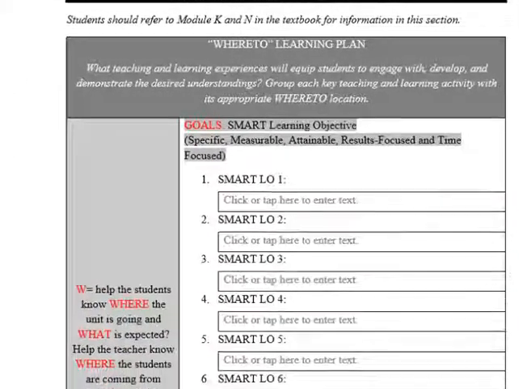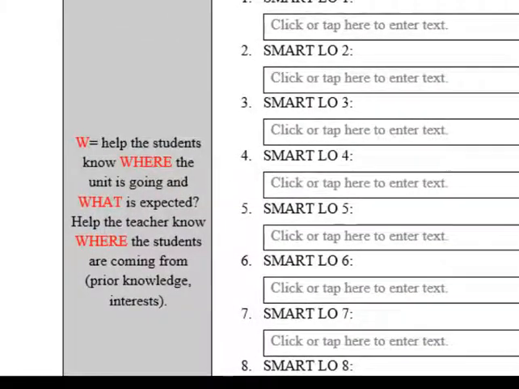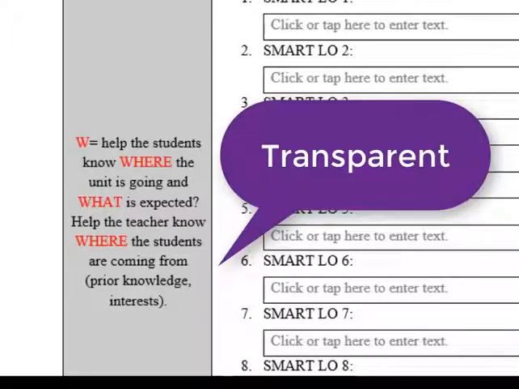So we first begin with the W. The W is where we start to think about helping our students to know where our unit is going, what is expected, and really we also begin to find out where the students are coming from. What are their interests? What is the prior knowledge that students have? And I like to think of the W part really as the part where we are being transparent with our students.